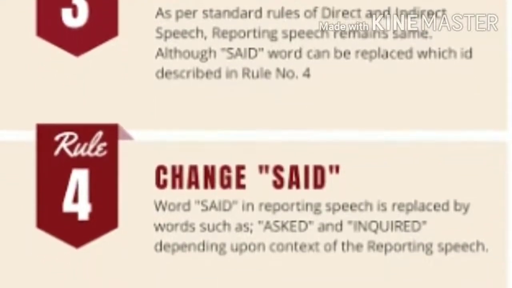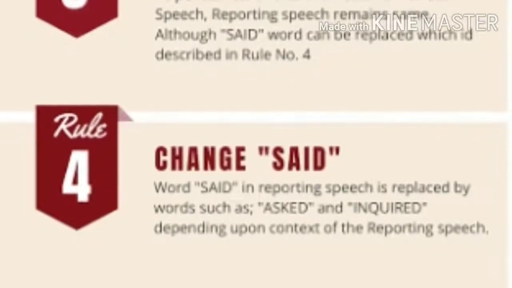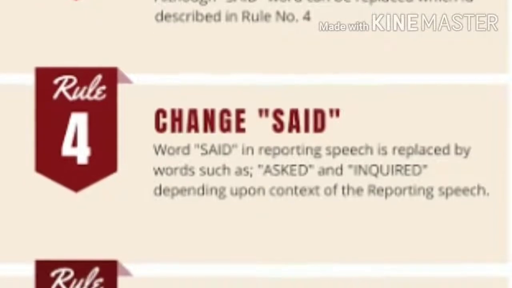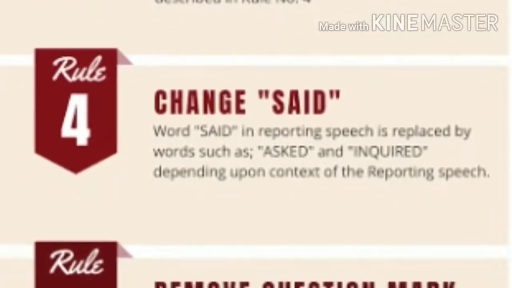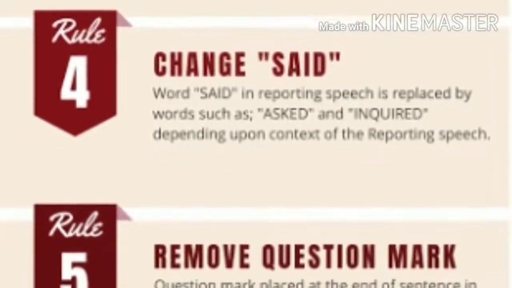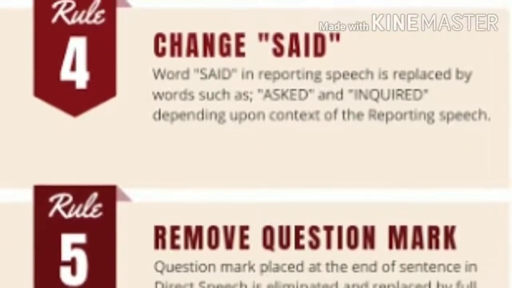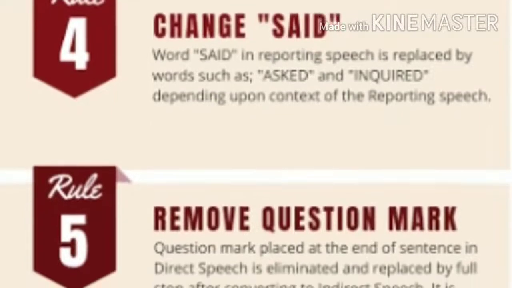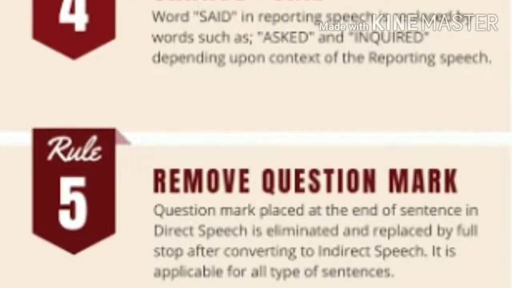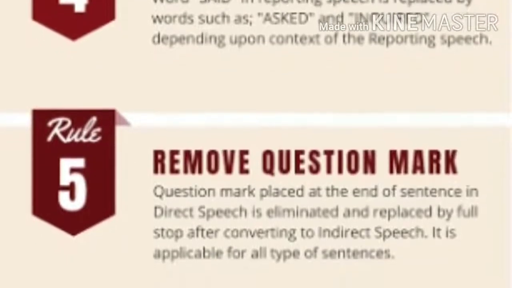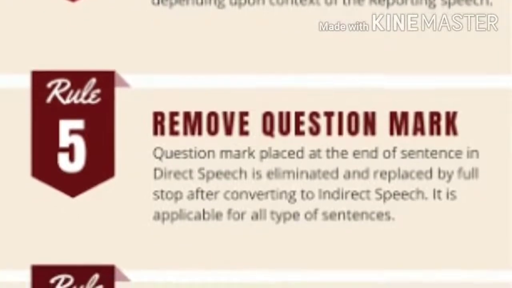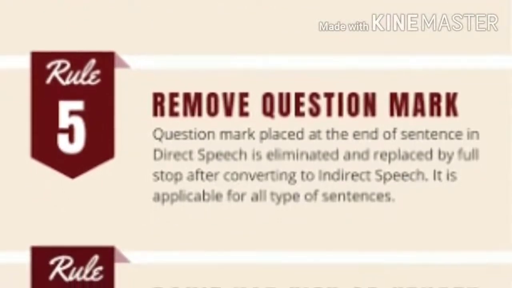Word said in reporting speech is replaced by words such as asked and inquired, depending upon context of the reporting speech, alright. Just now I have shown you the example. There we have used the word asked, alright. Rule number 5 is there, you have to remove the question mark. Students, question mark placed at the end of the sentence in direct speech is eliminated and it is replaced by full stop after converting it into indirect speech, and it is applicable for all type of sentences. In indirect speech, we have to put a full stop at the end. Everyone must be aware, I have taught you.